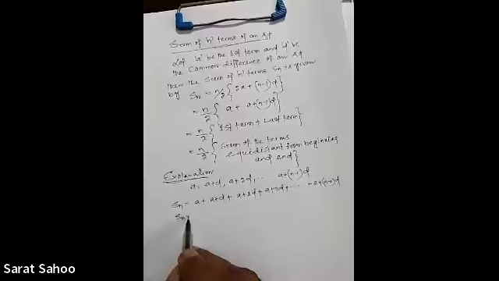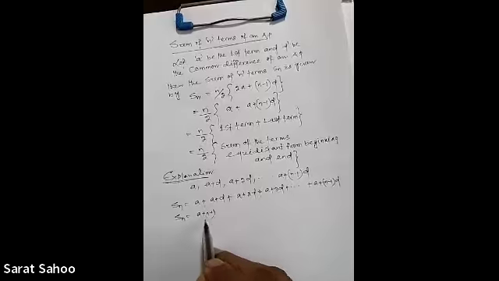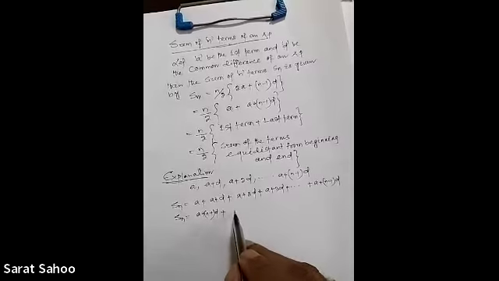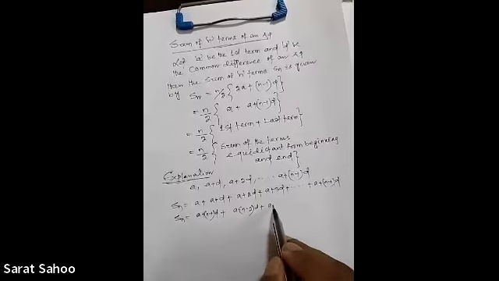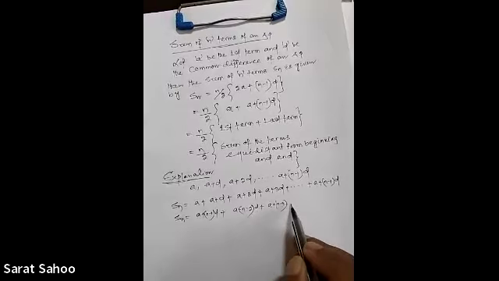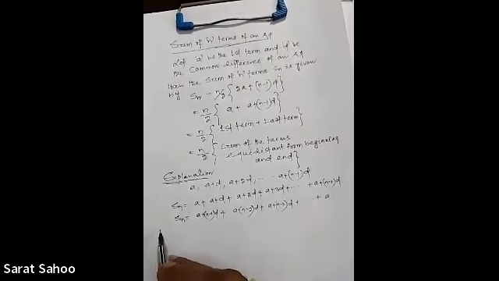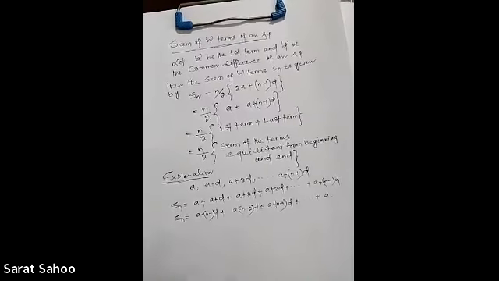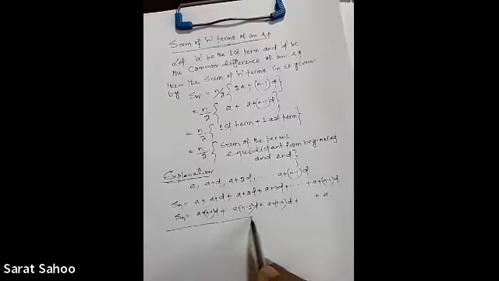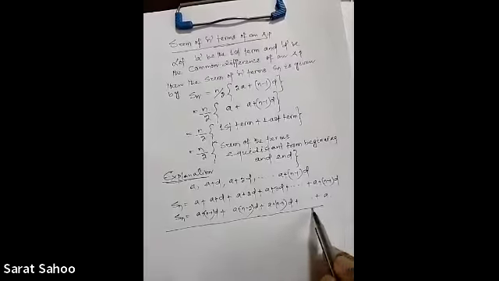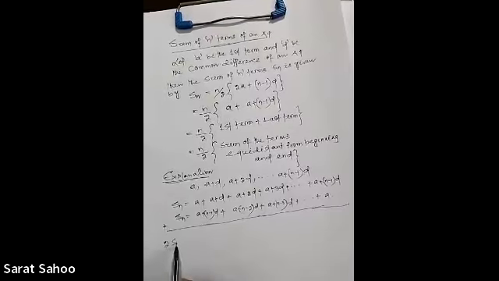Again, write Sn in reverse. That means the last term will be the first term. A plus (n minus 1) into D, A plus (n minus 2) into D, A plus (n minus 3) into D, plus up to A. Now take the sum of the two series. So Sn plus Sn will be 2 times Sn.